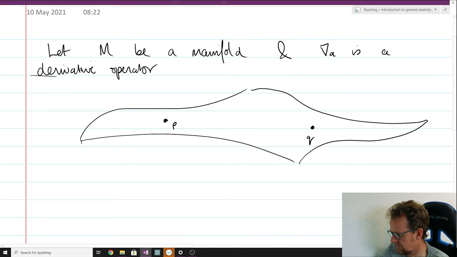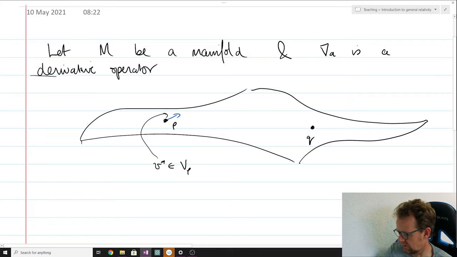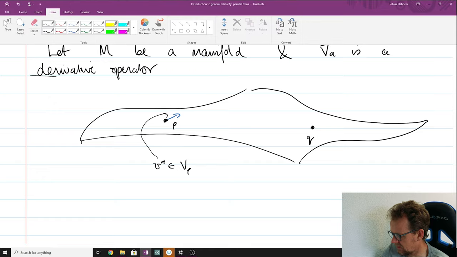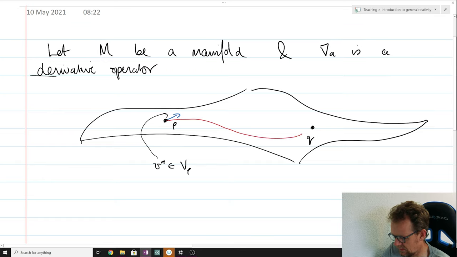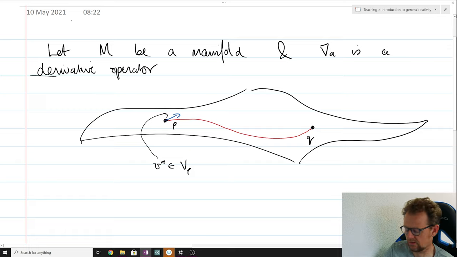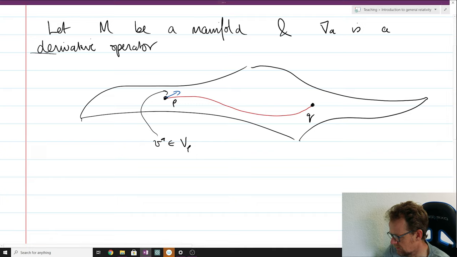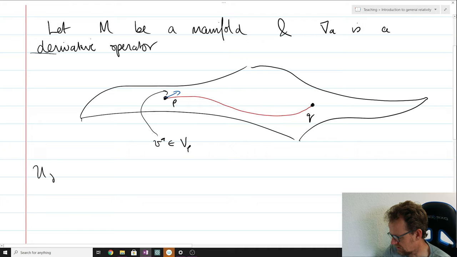Now, suppose we have some vector at P in the tangent space. So there's this vector VA in the tangent space at the manifold at the point P, and suppose we have some sufficiently nice curve joining P and another point Q, then our goal today is to define the notion, via delta A, this derivative operator, of a parallel transport operation. So we want to design or construct or engineer a box U delta. What does U delta do? It takes a vector at the tangent space at P and it produces somehow a vector at the tangent space at Q.